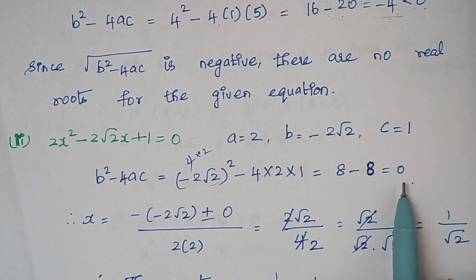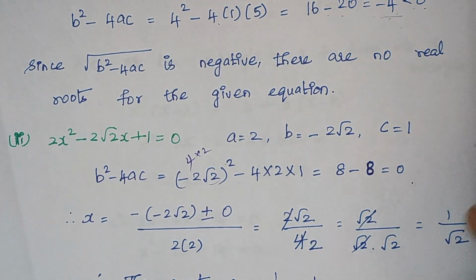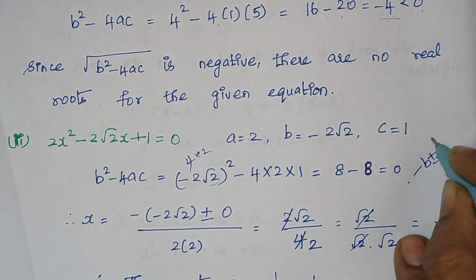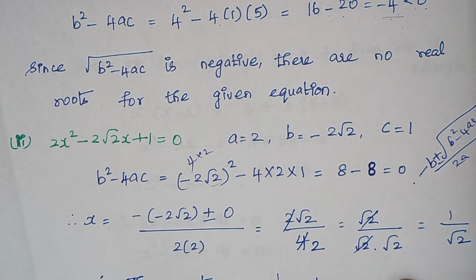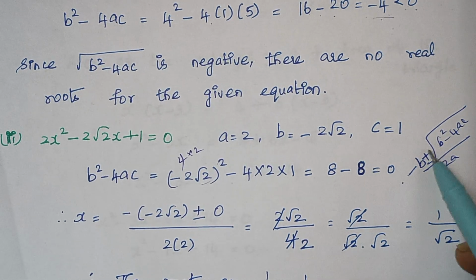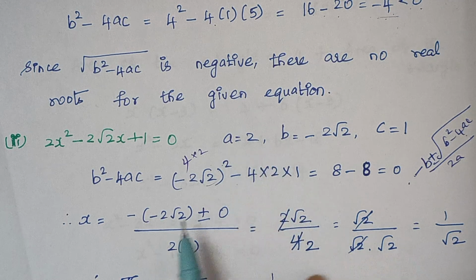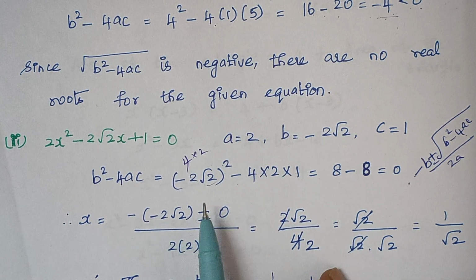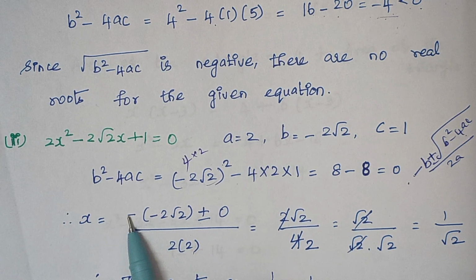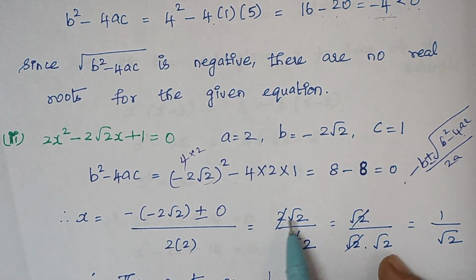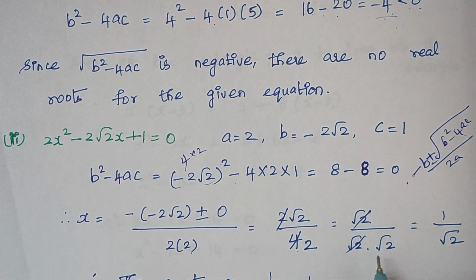So again when you substitute in the formula, the formula is again minus b plus or minus root of b square minus 4ac by 2a. So here the value of this term is 0. So minus of minus, the value of b is minus 2 root 2 plus or minus 0 divided by 2 into a. So 2 into 2. So minus into minus becomes plus. So 2 root 2 by 4. So when you cancel, here we have root 2 by 2.